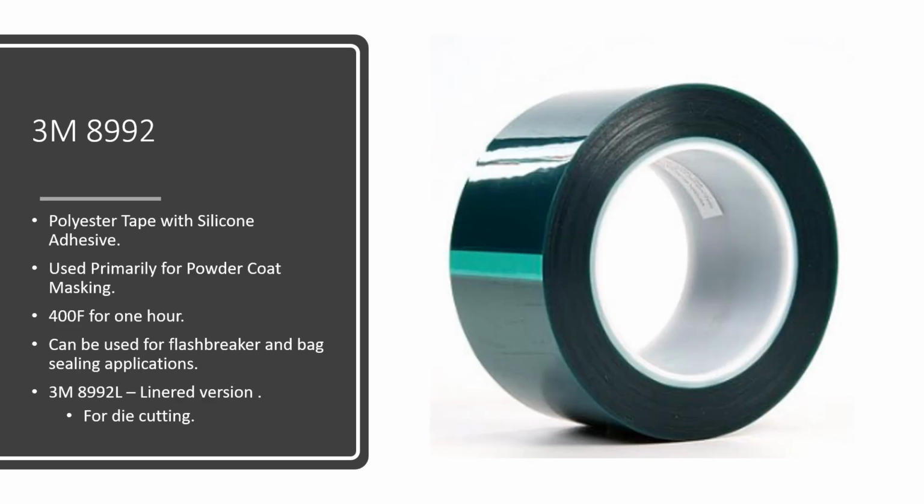3M's go-to masking tape for powder-coated applications is the 8992. It has a polyester backing with a silicone adhesive. It can handle up to 400 degrees for 1 hour in a powder coat oven. It can also be used in flash breaker and bag sealing applications that will see similar heat. If you need to die cut it, it also comes in a linered version, the 8992L.